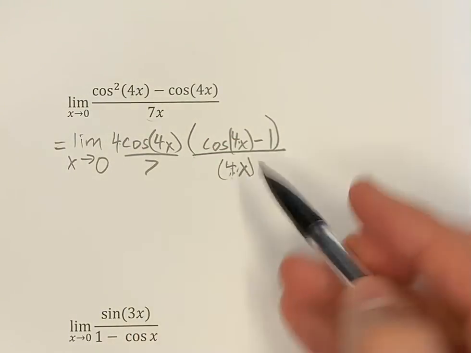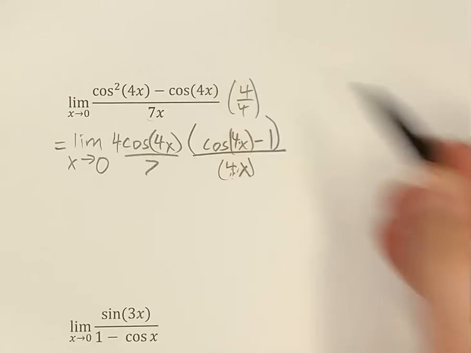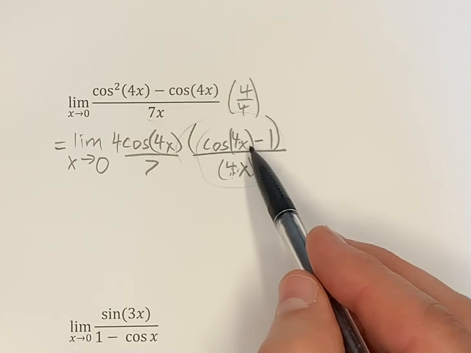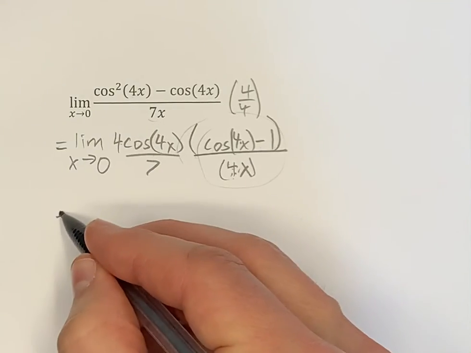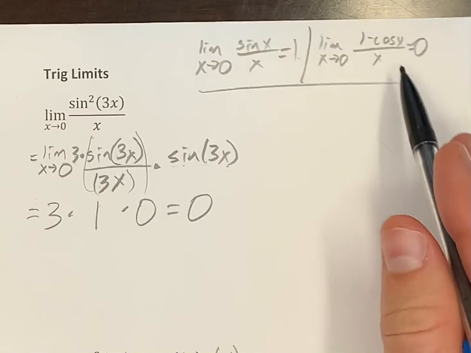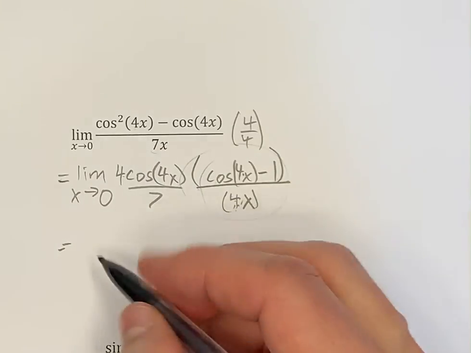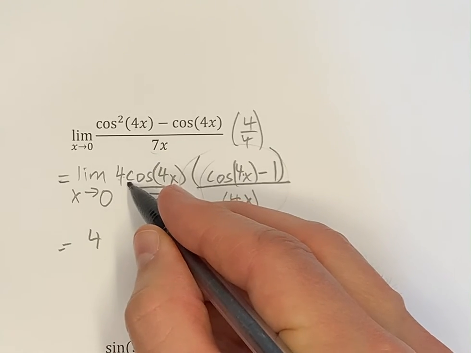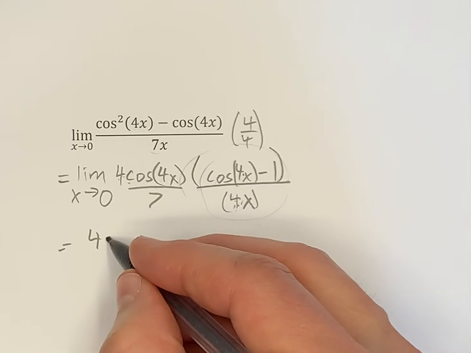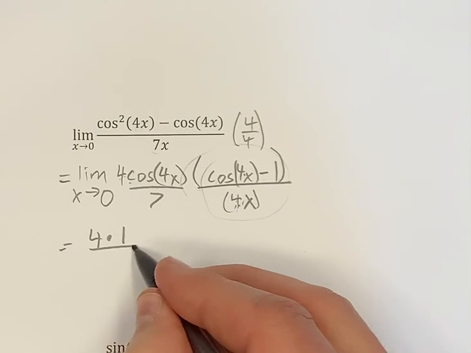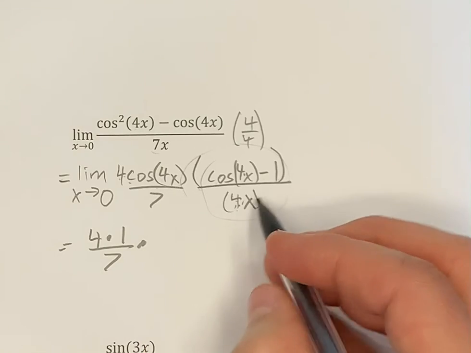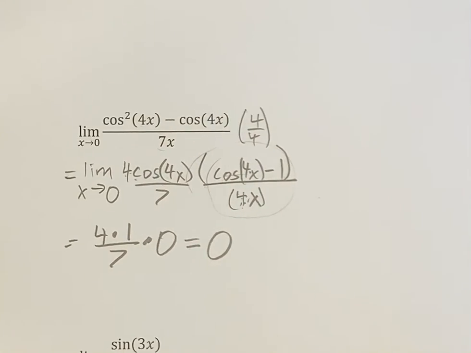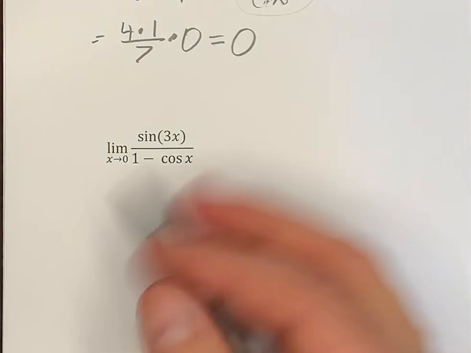This is the clever one. If you really wanted to, you could write times 4/4 there. Okay, so this is the piece I'm working with. Remember, cosine minus 1 or 1 minus cosine doesn't matter. It's going to 0 regardless. So what are we doing here? I'm going to say, well, this is 4 times, what's cosine of 4x as x goes to 0? Well, cosine of 0 is 1, over 7 times this piece, well, that goes to 0. And all that times 0 is 0. Well, they don't always go to 0, but these two did, I guess. Okay, so let's have a look at this one.